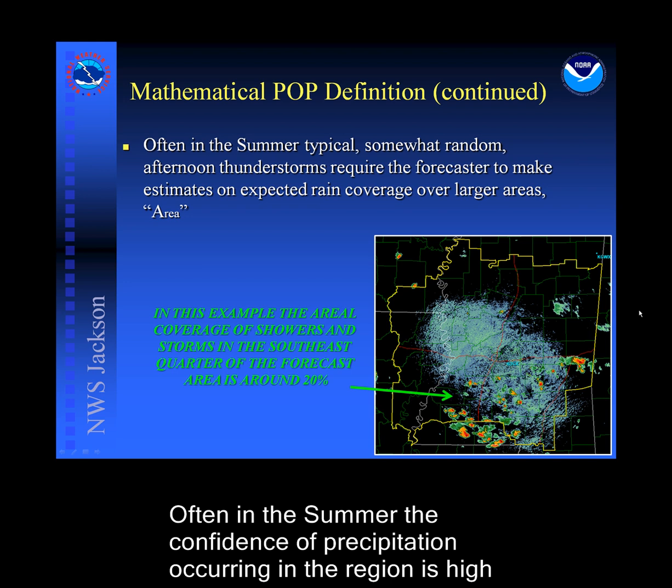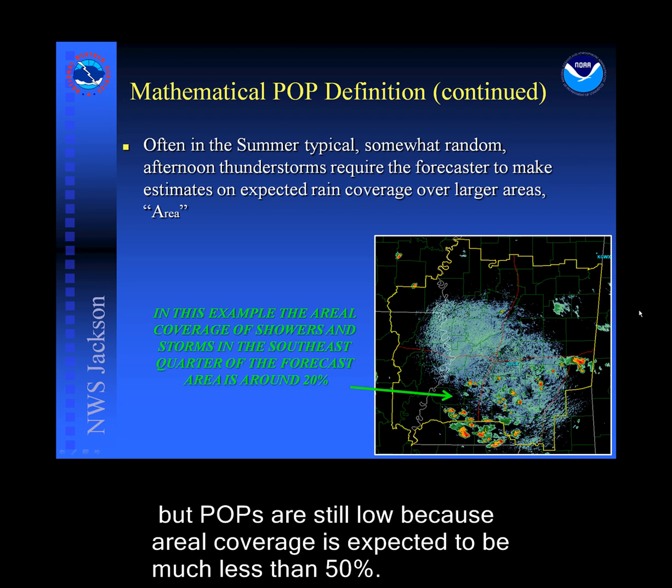An exception to the previous is often during the summer, when typical, somewhat random afternoon thunderstorms require the forecaster to make estimates on expected rain coverage over larger areas, making the area portion of the previous forecast equation more significant. In this example, the areal coverage of showers and thunderstorms in the southeast quarter of the forecast area is around 20%.